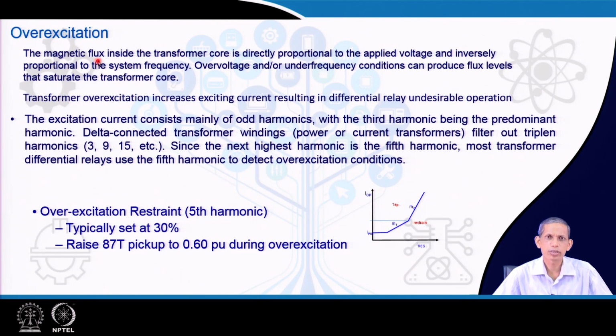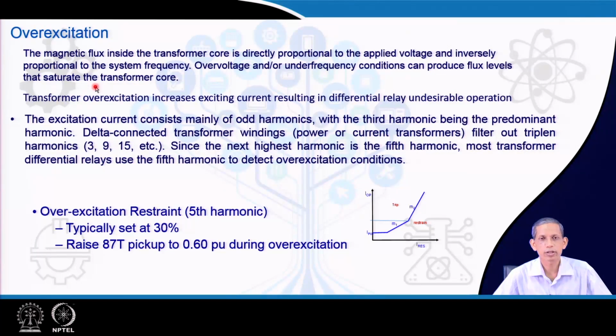There is another issue that leads to maloperation of the differential relay: over excitation. The magnetic flux inside the transformer core is directly proportional to the voltage, and sometimes the voltage may become higher. The higher voltage leads to a larger flux requirement, and to have that large amount of flux, the associated magnetizing current becomes much more, so the current becomes substantially higher.